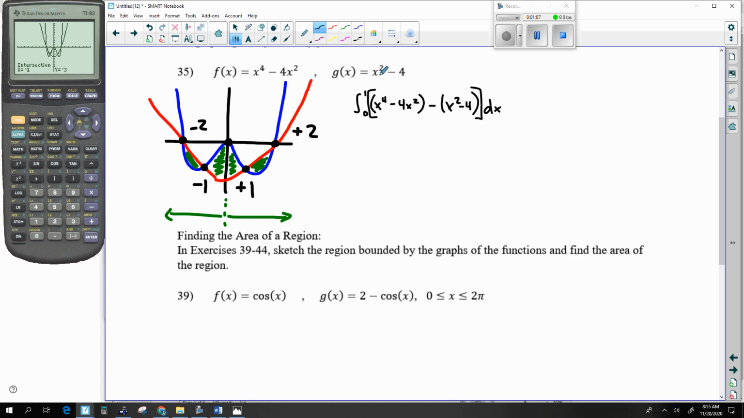Okay, so we set up the first integral from 0 to 1, so that is the area right to the left here, and then we're going to set up this area to the right. Let's go ahead and set that second area up. So I'm going to add the area that is from 1 to 2, and that is going to be the red over the blue.